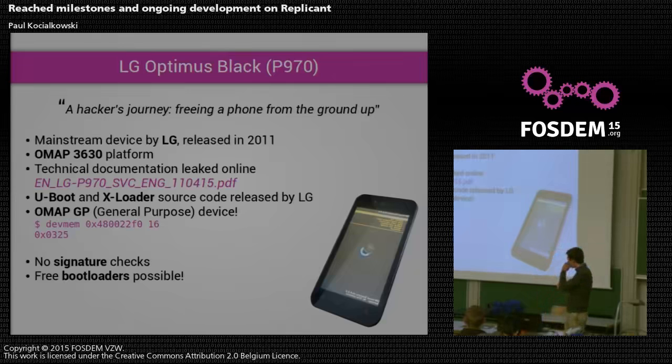What's really interesting about it also is that it's an OMAP GP device. The OMAP is the SoC made by Texas Instruments, and you have one high security HS version which does check the signatures, as I mentioned earlier, and you have the GP which does not. Usually on mainstream devices you get the HS version. On this one, we were very lucky to find that it's a GP device. With devmem, that's how you find out what it is. 03 means GP, and I think if we had 0A, it would have meant HS. So we were lucky. No signature checks, free bootloaders are possible.